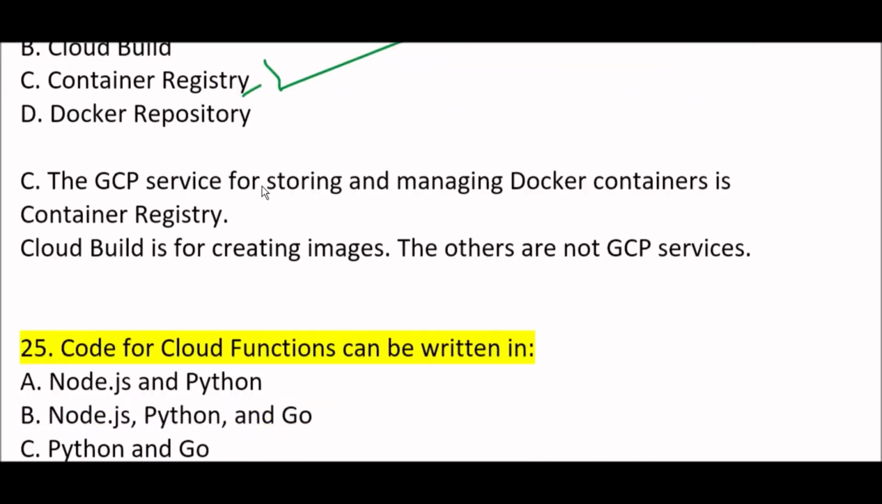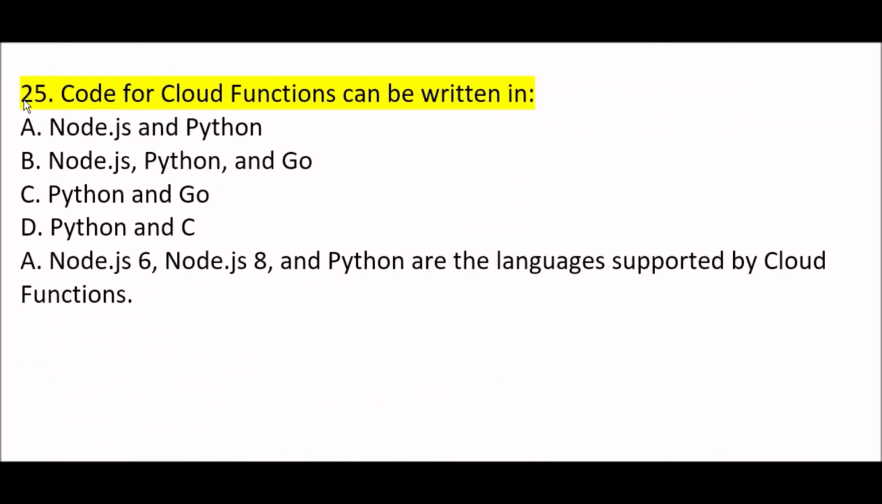Container Registry. Next question. Code for Cloud Functions can be written in option A, Node.js and Python. Option B, Node.js, Python and Go respectively. Option C, Python and Go. Option D, Python and C. Right answer here is option A, Node.js and Python. Okay. So code for Cloud Functions can be written in Node.js 6, Node.js 8, and Python, which are the languages supported by Cloud Functions.